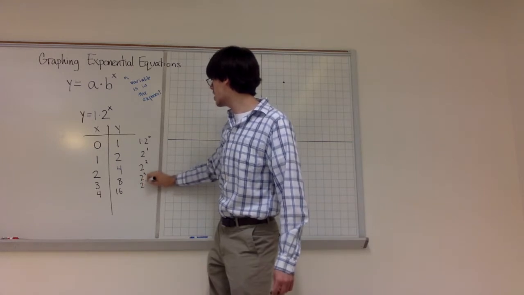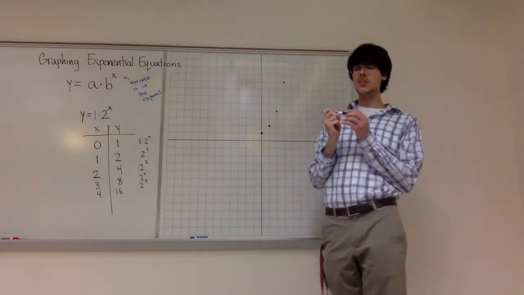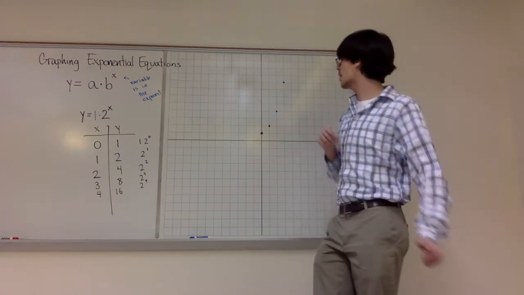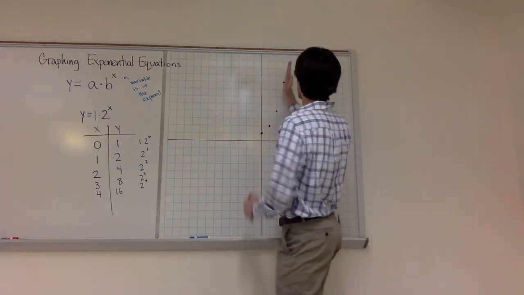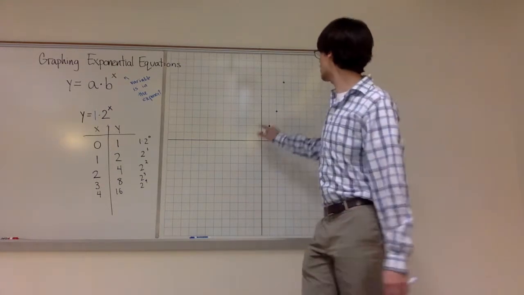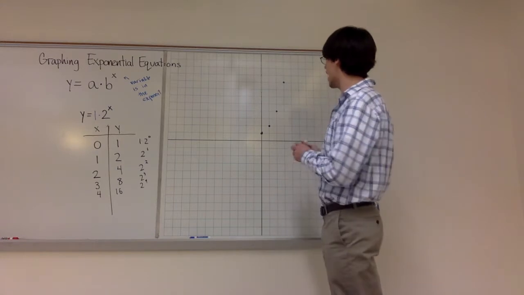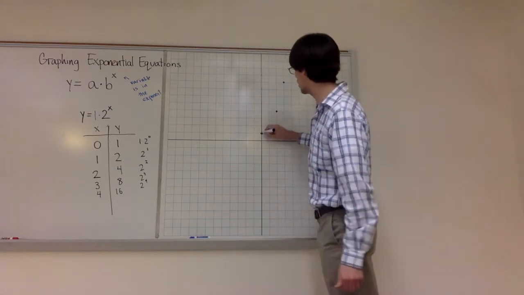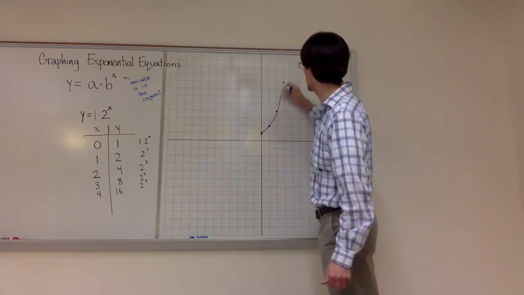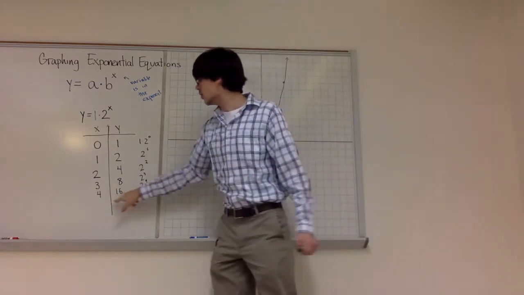So I'm already off my grid if I was to do 4. One of the biggest features of exponential graphs that we're going to be talking about is that they tend to grow faster than any other kind of graph we cover in Algebra 2. This graph is just going really high up into the sky here. It's just going to keep on going. It grows faster than a quadratic, a cubic, any sort of equation we've had. After that, if I plugged in a 5, it would be 32.